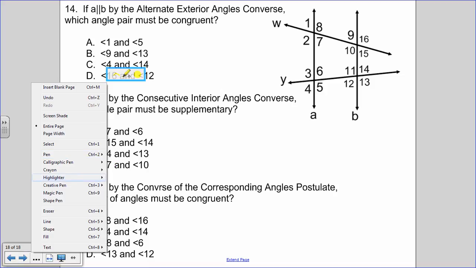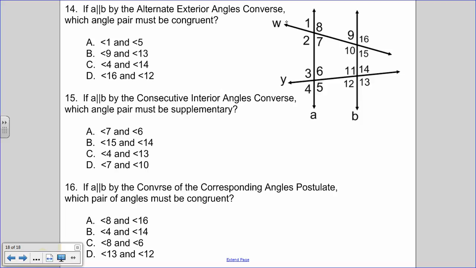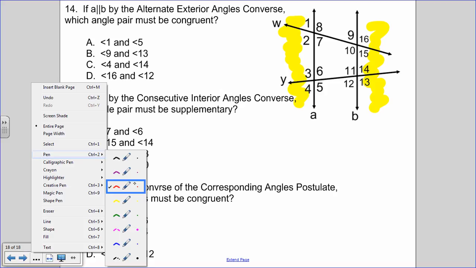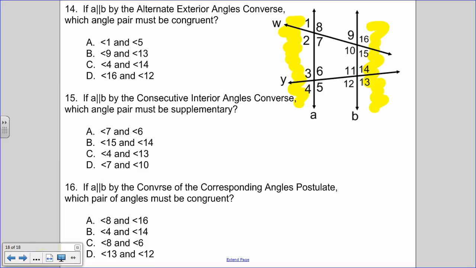The exterior region of A and B will be highlighted in yellow. So this is the exterior of A and B. So the two angles that I choose have to be in this yellow region. They also have to be on different sides of the transversal. So if I look at 1 and 5, here's 1, here's 5. 5's not in the exterior region, so it can't be A.